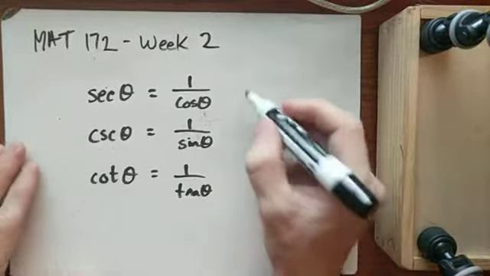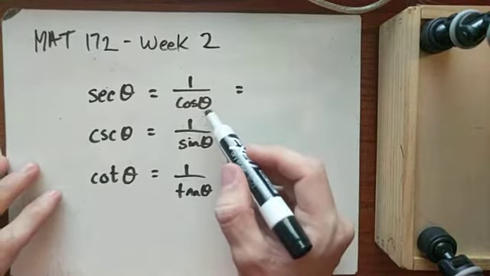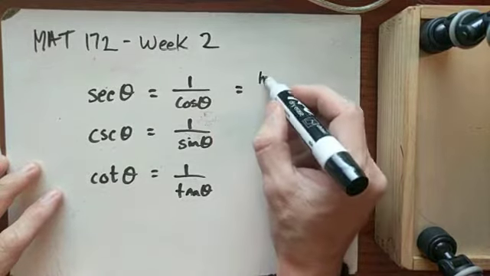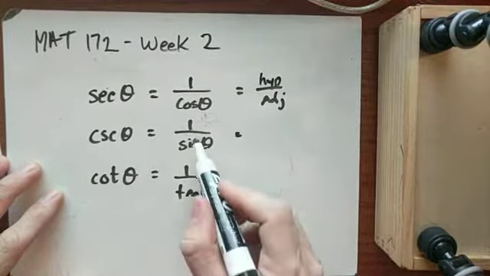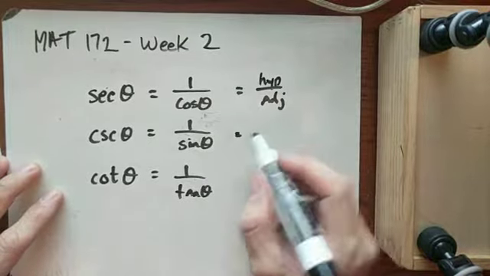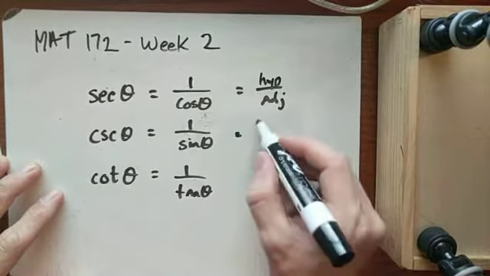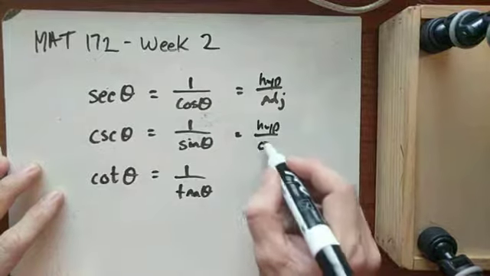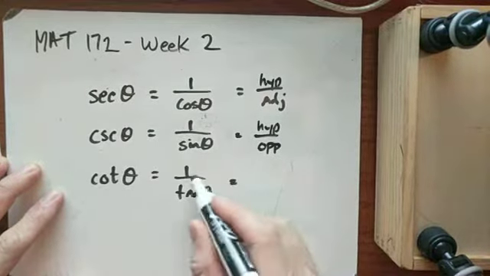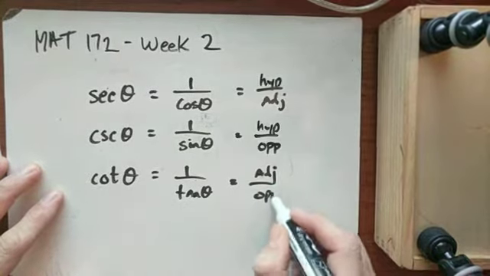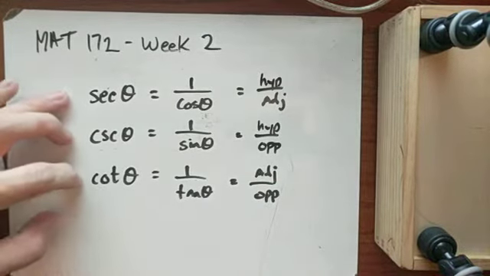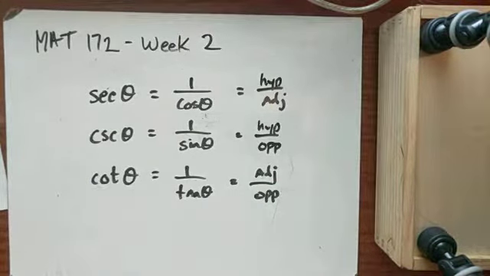So in a triangle, instead of adjacent over hypotenuse, this would be hypotenuse over adjacent. Instead of opposite over hypotenuse, this would be hypotenuse over opposite. And instead of opposite over adjacent, this would be adjacent over opposite. So if you needed to get these functions from a triangle, that's what's going on.